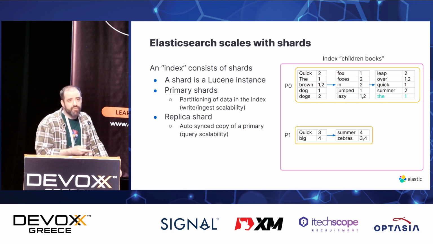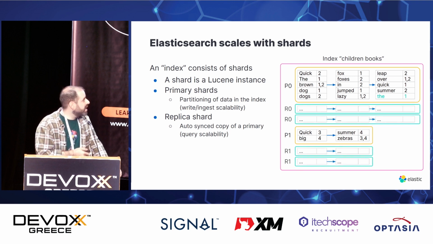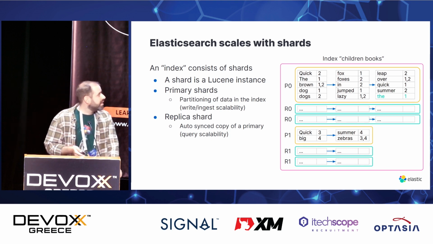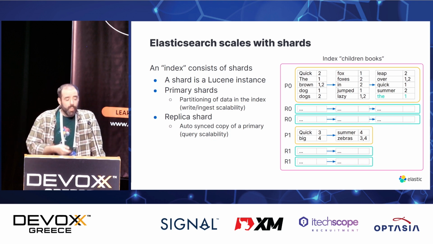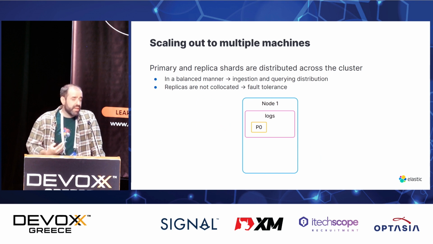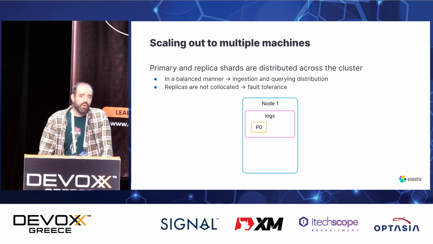And then you can, for example, say that I want to have 2 replica shards per primary shard. So you would have 2 more replica shards for each primary shard, which I denote with the keyword R0, replica 0, and replica 1 for primary shard 1. Right, so apart from scaling ingestion and queries, one other good thing that shards provide us is that you can very easily scale out to multiple machines simply by placing different shards on different machines.